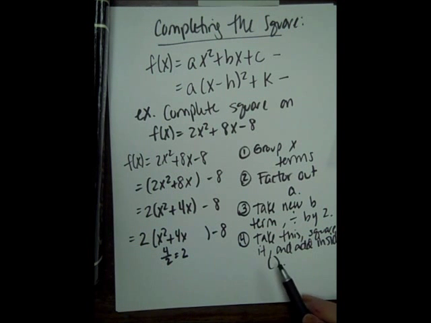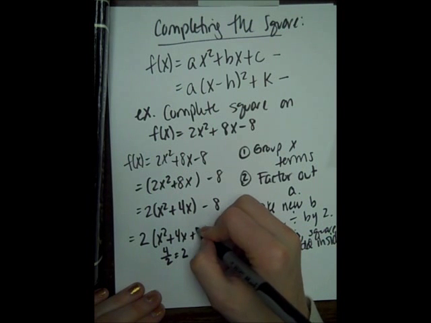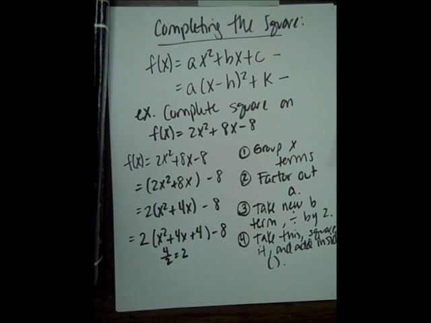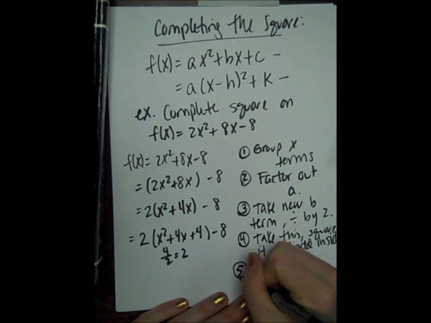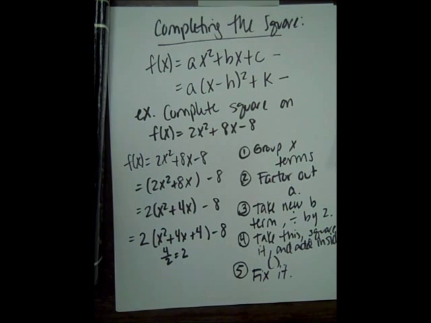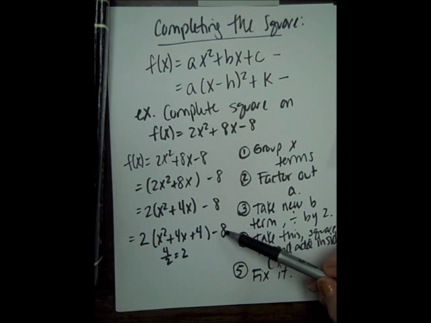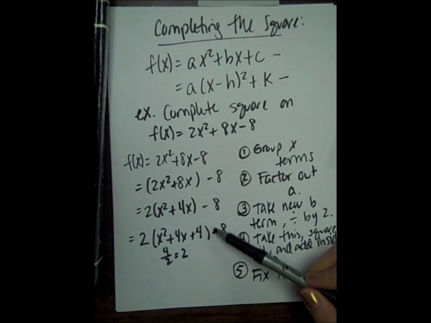So this is the hardest step. I took my 4 divided by 2 and I got 2. 2 squared is 4, so I add a 4 right there. Step 5, fix what we just did. So when I say fix it, this is what I mean. Going from this third line to the fourth line, I added a 4 on the inside, which means these two are no longer equal. So I need to fix that.